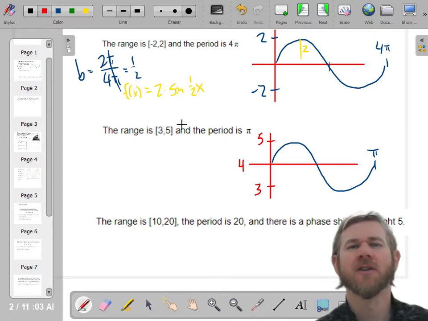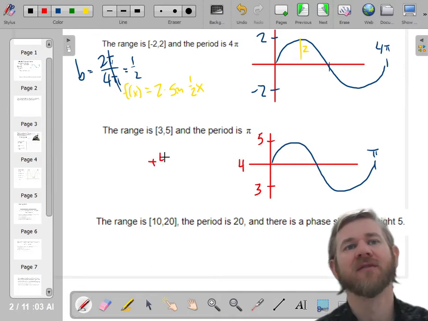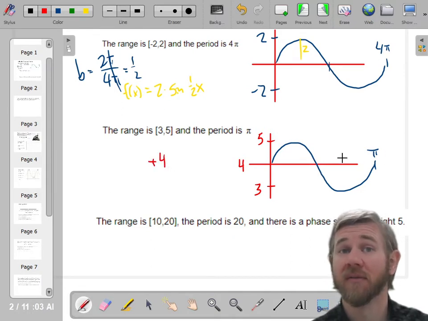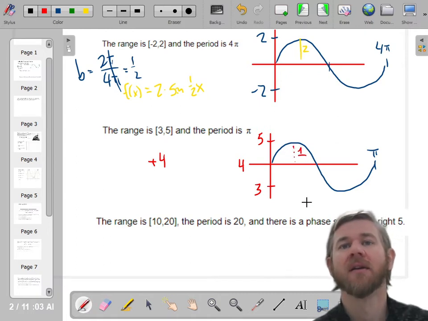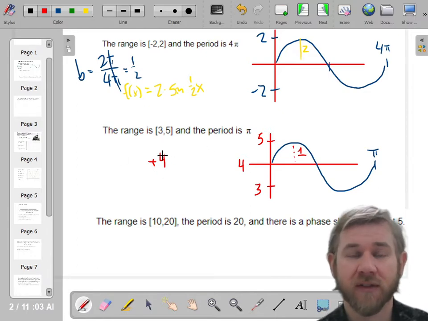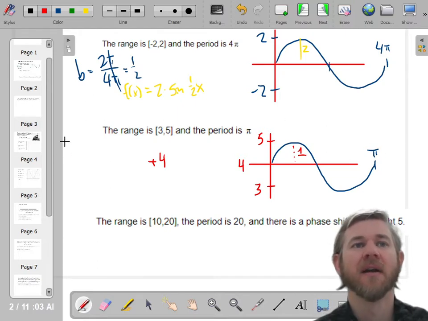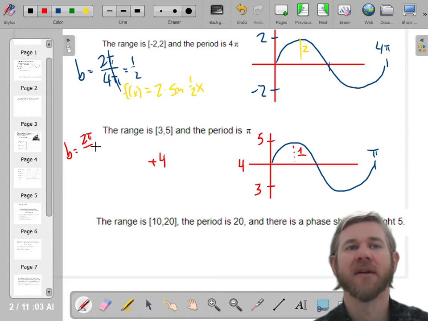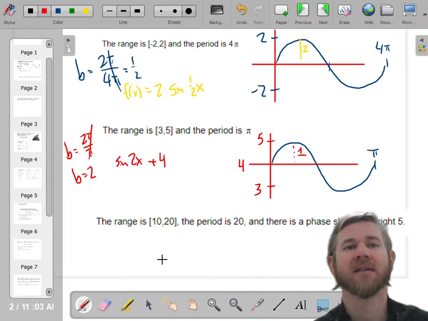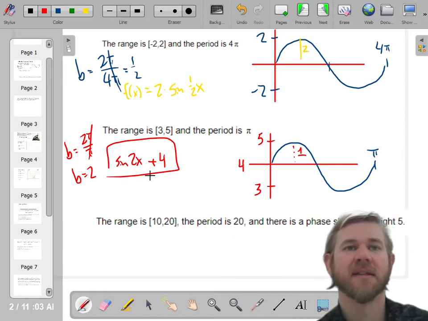Okay. So first thing, the fact that the midline is not 0 means there had to have been a vertical shift. So I know there's going to be a +4 on the end because it went up to the middle. The middle of this is 4. The amplitude is 1 because it's going 1 above and below the midline. So I don't need to worry about the amplitude, but I do have a vertical shift, so +4 on the end. The other thing is the period is pi, so let's use what we know here. b will be 2 pi divided by the period, so if the period is pi, then b is 2. So this is the sine of 2x plus 4. The sine of 2x plus 4 will give you this graph. 2x will change the period, and the +4 moves it up so that the midline is now at 4.